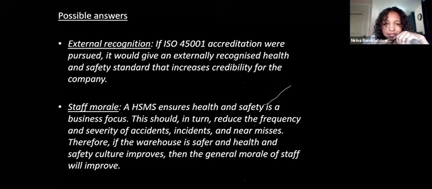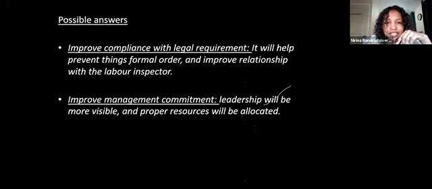The credibility of the company will be increased and the morale of the staff will also be improved. What else? Improving compliance with legal requirements. It will help prevent things like formal orders, fines, prosecutions and notices from the enforcement agency. It will also help improve the relationship with the labor inspector.